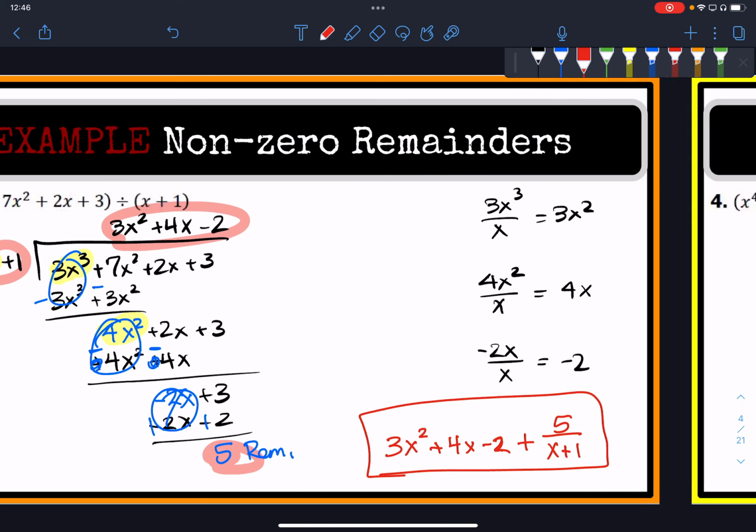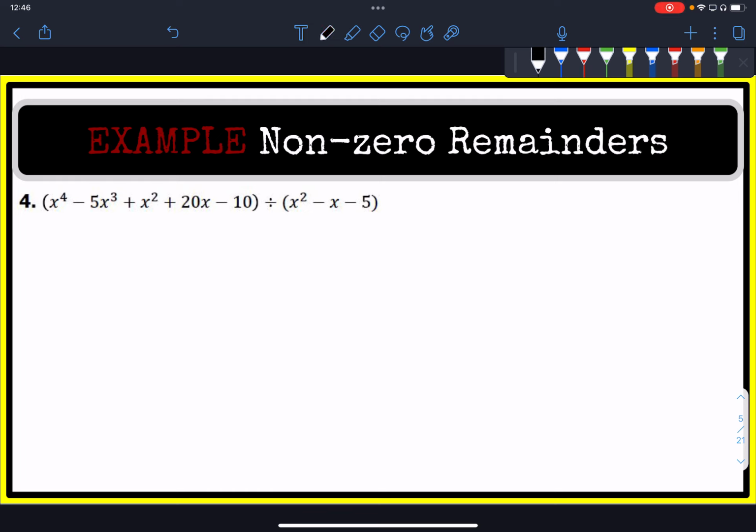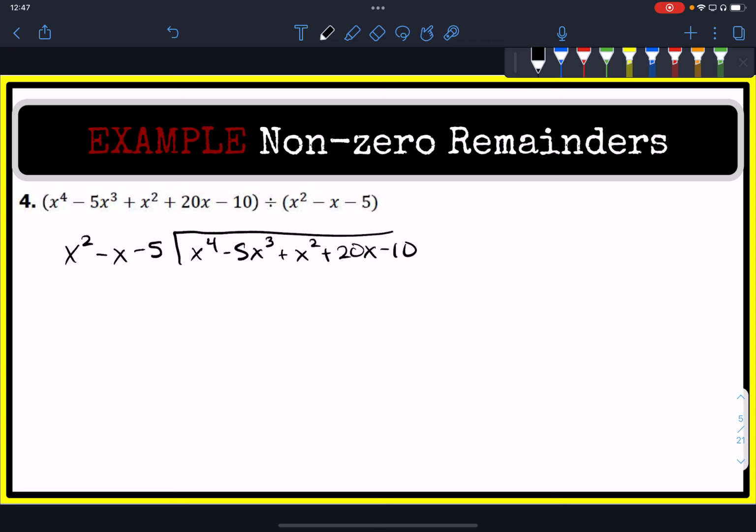So let's practice this again. So here again, on this example, our divisor is now a trinomial of second degree. So we have a quadratic divisor, and we have x to the fourth minus 5x to the third plus x squared plus 20x minus 10. So just like before, again, only focus on the first term of each, the dividend and divisor. And how many times can x squared go into this x to the fourth power? So divide that out to get your answer, which is x to the second. So that's going to go right there again.